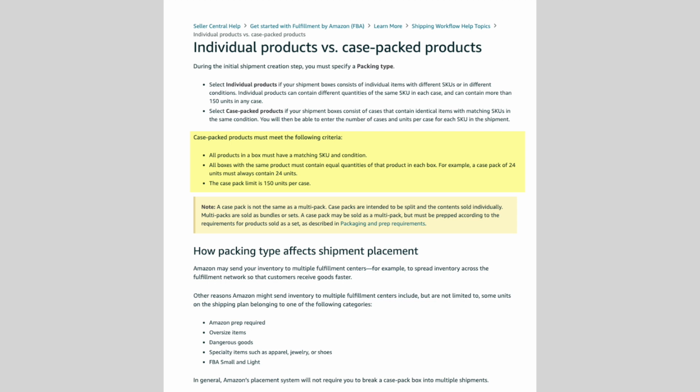All products in a box must have a matching SKU and condition. All boxes with the same product must contain equal quantities of the product in each box. For example, a case pack of 24 units must always contain 24 units. The case pack limit is 150 units per case. Okay, so what does that mean?